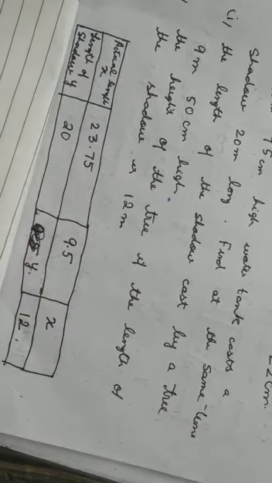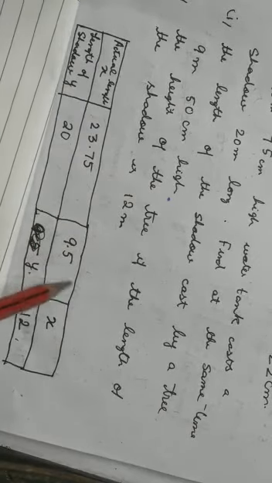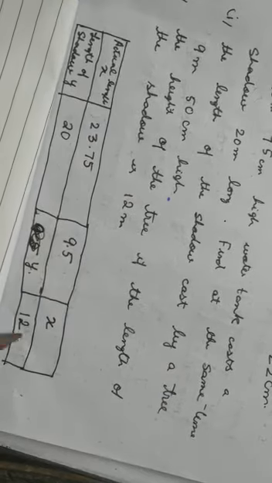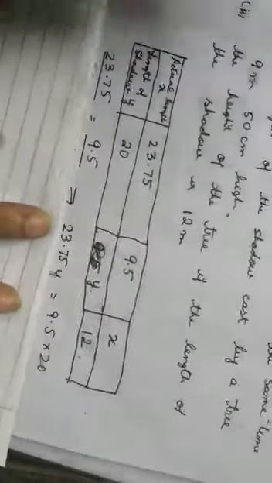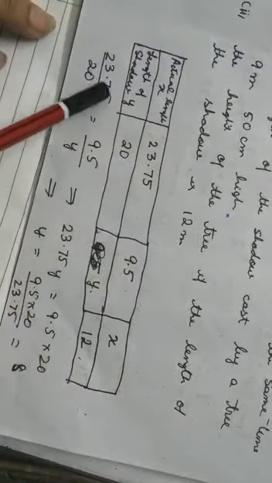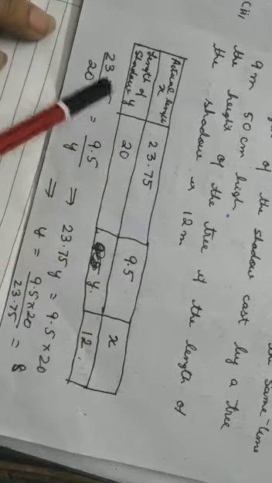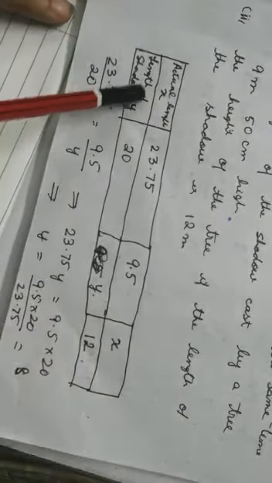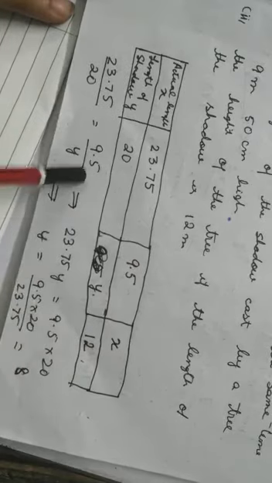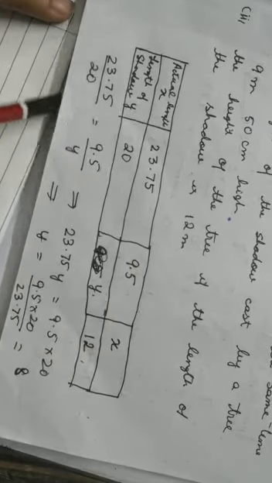This one I know the ratio: 23.75, shadow is 20. So if the actual length is 9.5, what is the shadow? And in the second case, if the shadow is 12, what is the actual length? Once my table is ready, it is very easy to calculate. Now I can say that x by y is always constant. 23.75 divided by 20 should be equal to 9.5 divided by y. Cross multiplying, 23.75 into y is equal to 9.5 into 20. So y is equal to 9.5 into 20 divided by 23.75.